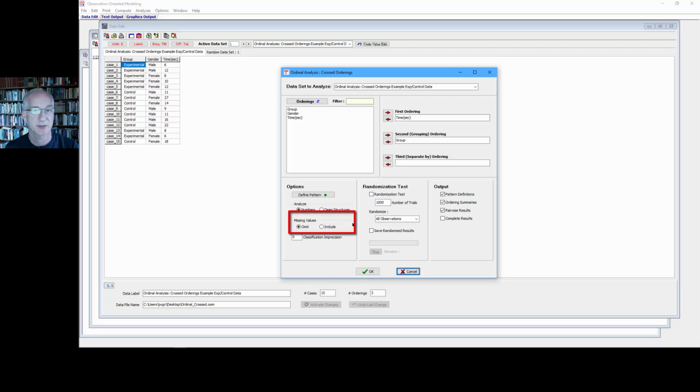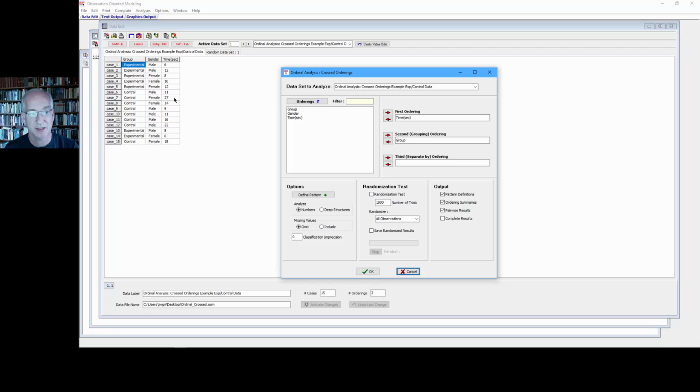The missing values option in the ordinal analysis cross orderings procedure allows you to change how missing values are added into the total number of possible comparisons. So for example, recall that we have here 7 experimental individuals and then 8 control individuals.